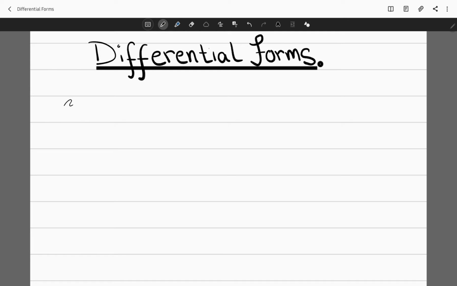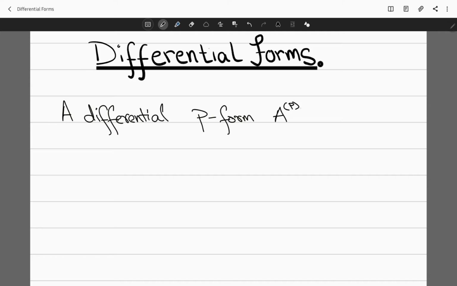a differential p-form. That is written as A superscript p, right? So this is how you write a differential p-form, and it is simply a (0,p) tensor. And this is actually completely antisymmetric. So it is completely antisymmetric.